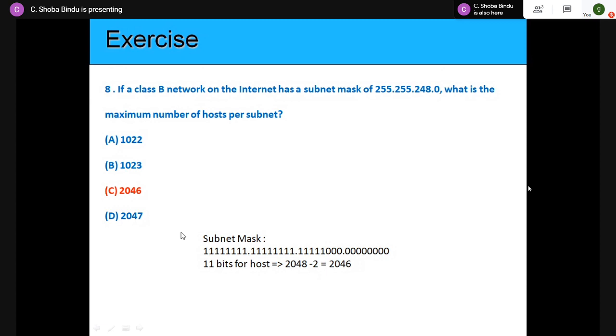So you just have to look into this question. What is the maximum number of hosts that you can connect for this subnet is this. But if you are asked how many addresses you have in the subnet, then it will be 2048.